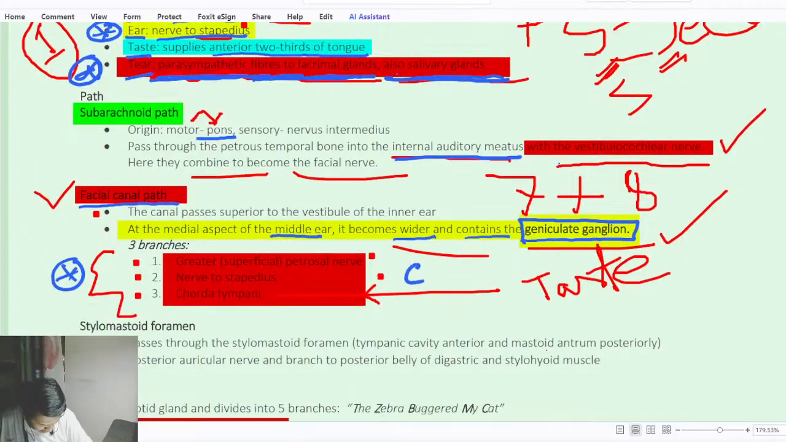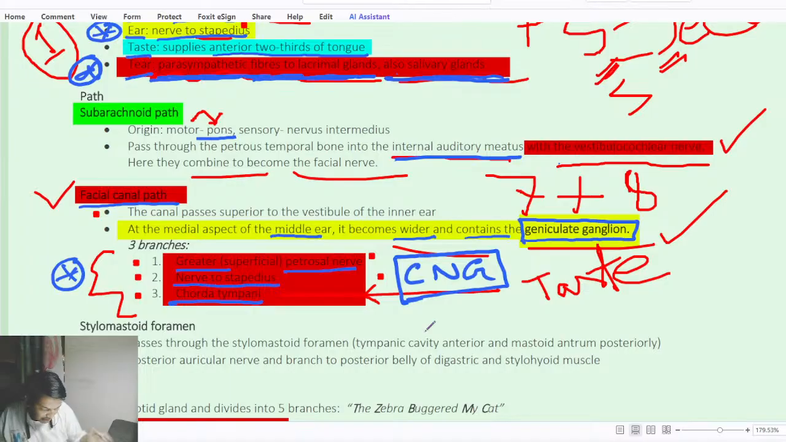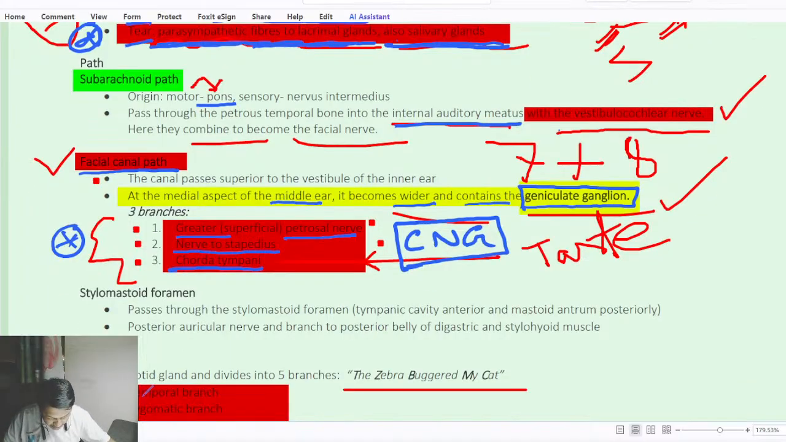I remember it like CNG, compressed natural gas, or in our country the CNG auto rickshaw. C for chorda tympani, N for nerve to stapedius, and G for greater petrosal nerve. These are the branches of the facial nerve in the facial canal. And then it passes through the stylomastoid foramen.